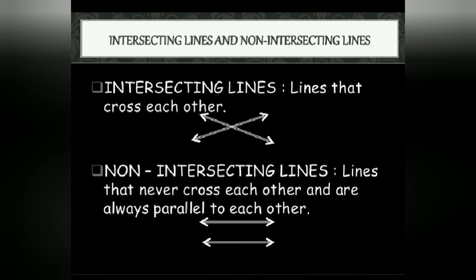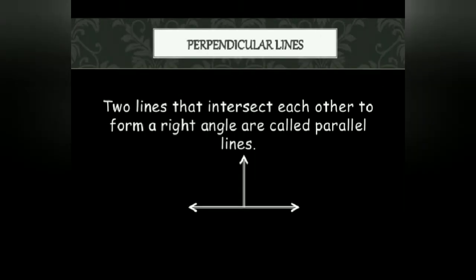Intersecting lines. Lines that cross each other are called intersecting lines, and lines that never cross each other and are always parallel to each other are called non-intersecting lines. Then perpendicular lines. Two lines that intersect each other to form a right angle are called perpendicular lines.